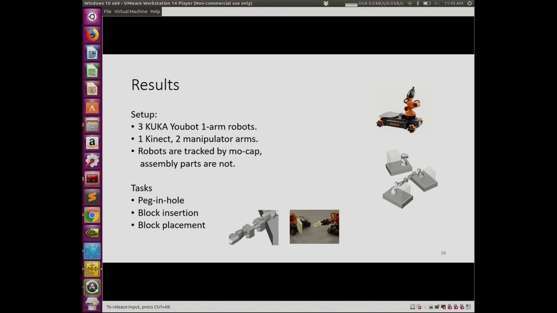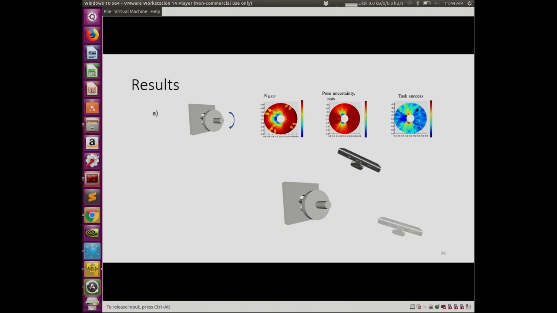As I said, the robot poses are estimated by a mockup system, and the parts are localized by Kinect. We're not assuming anything further about their localization. Our tasks that we performed include a peg-in-hole, Lego block insertion, and placement. And as we do that, we can also reason about this function of task success. In this row, we see the following. Suppose that we place a peg and a hole in the middle of the disk that you see in the 3 diagrams, and we allow the sensor to move around the assembled parts.